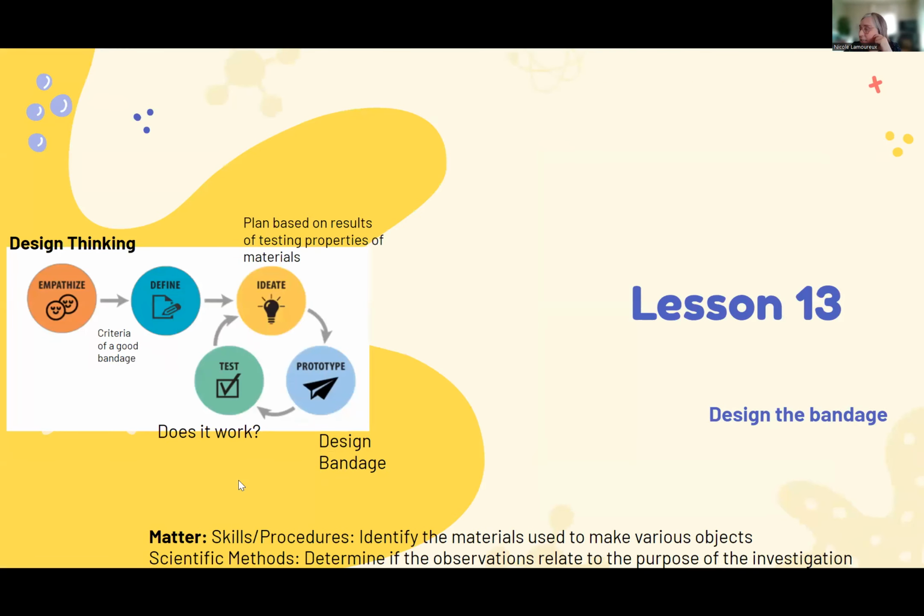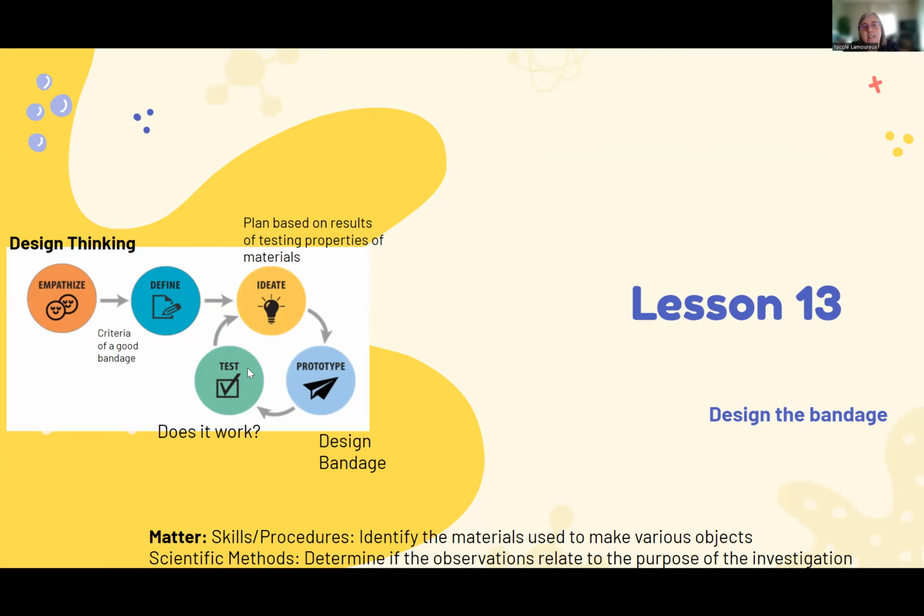I know design thinking has been kind of around. It's not part of our curriculum, but I've connected what we were doing to where it is in this particular design thinking process. The criteria of a good bandage is empathizing, or defining it. And then when they ideate to plan, they have to base it on the results. They're not just going to grab any material, right? They have to think about what they know about the material they tested in order to choose it. Then they design the bandage, but again, does it work?